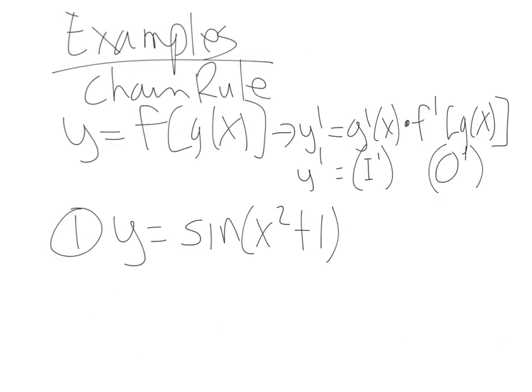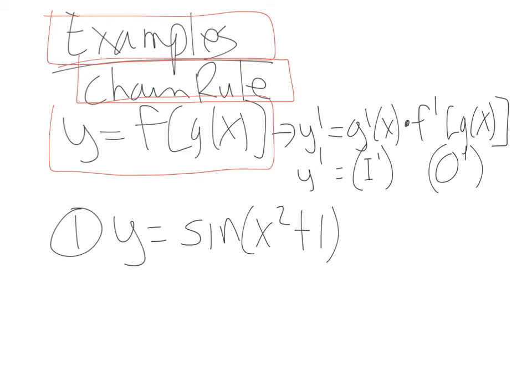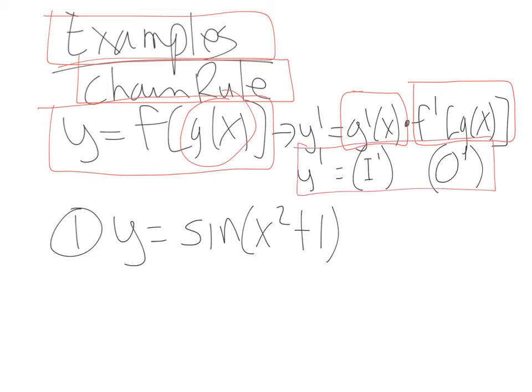Okay, so all of our examples that we're going to do today are going to involve the chain rule. I don't know if you remember the chain rule or not, but the chain rule says if I've got a function that's a composition, so g of x is inside f, then what I do is I do the derivative of the inside, g prime of x, and then I multiply that by the outside derivative, f prime of g of x. And another way to write it is inside prime times outside prime. Okay, so let's do this.